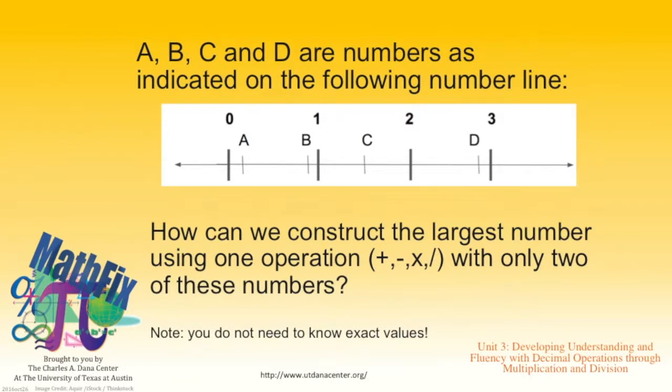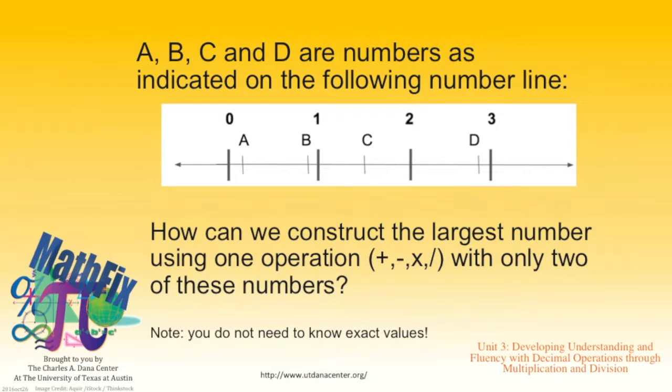5.NBT.7. Add, subtract, multiply, and divide decimals to hundredths using concrete models or drawings and strategies based on place value, properties of operation, and/or the relationship between addition and subtraction, and relate the strategy to a written method and explain the reasoning used. You can see that our math fix is asking us to think about numbers that are not whole numbers and also to think about the meaning of operations.